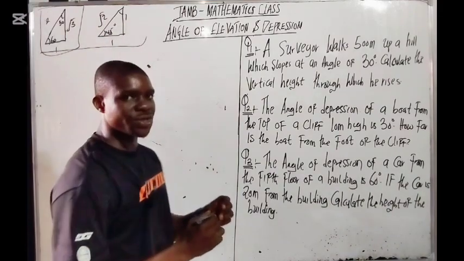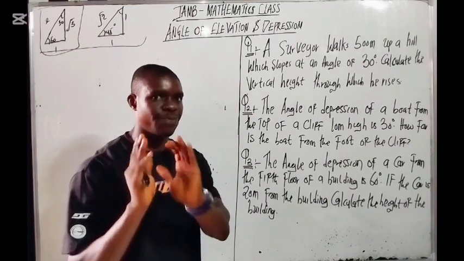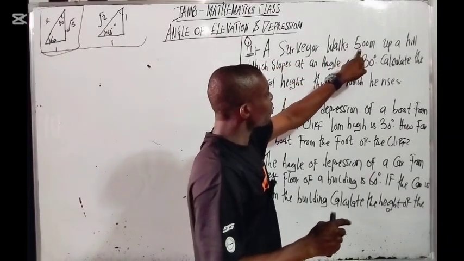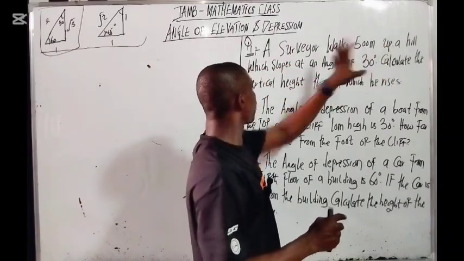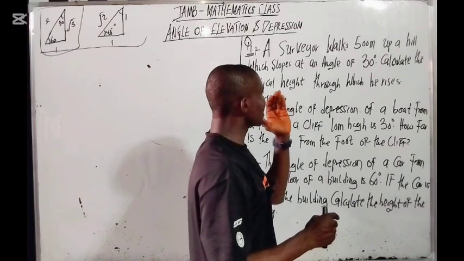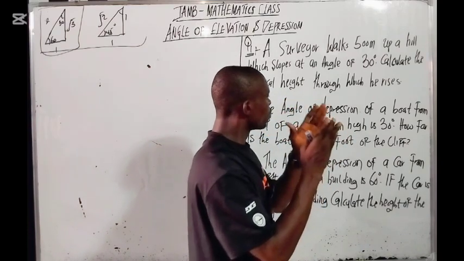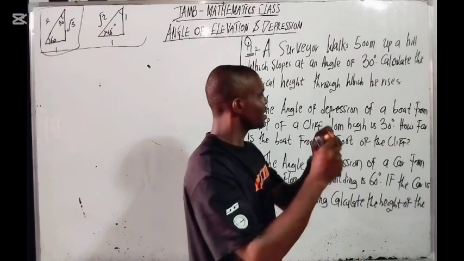So for the first question, please just pay close attention. Do you understand it? Pay close attention. A surveyor walks 500 meters up a hill, which slopes at an angle of 60. What is the vertical height through which it rises?